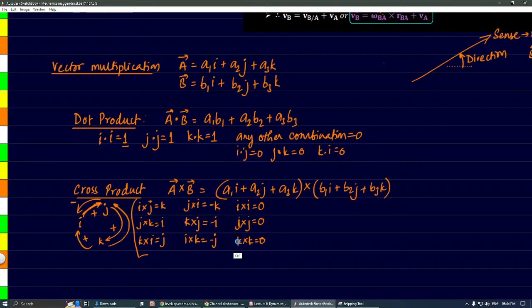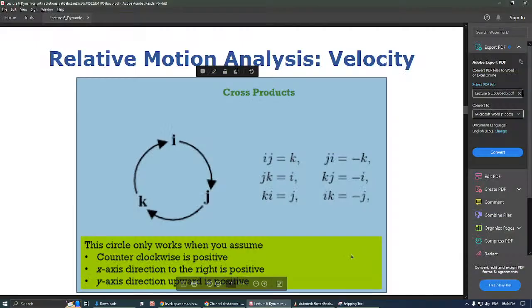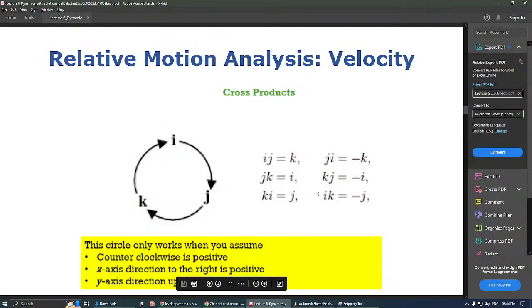So that is what he is explaining. I cross J is K. J cross K is I. K cross I is J. If you are moving clockwise, it is positive, but if you are moving anti-clockwise, it is negative.